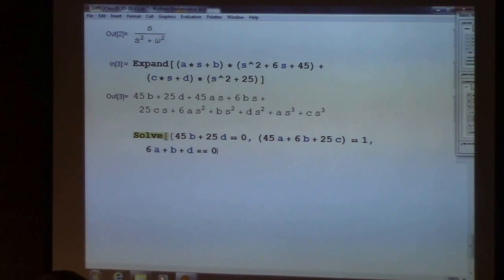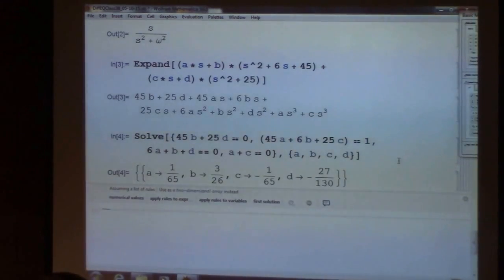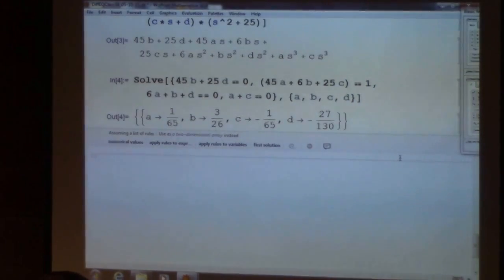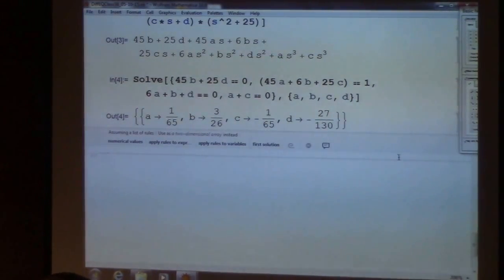It's amazing when you can't see your typing. It's easier to make a mistake. That's the s squared coefficient. The s cubed coefficient is a plus c. All right, so I think this is all right. Looks like A is 1/65, B is 3/26, C is negative 1/65, and D is negative 27 over 130.